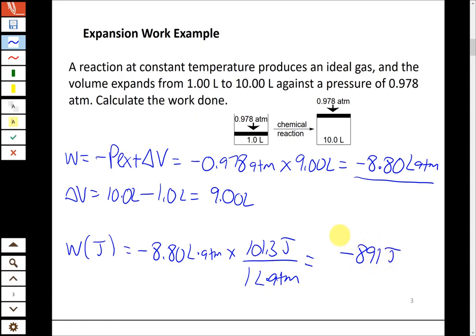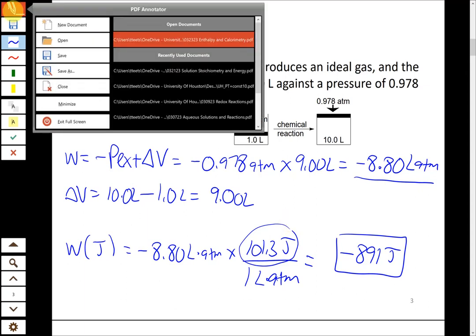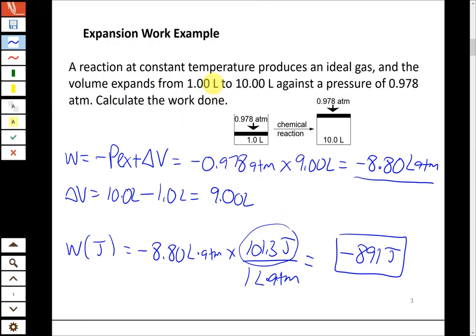So in joules, this would be minus 891. So either of those is technically a correct answer, but if we specify units, make sure you do that correctly. Sometimes people wonder, well, how do I remember this conversion factor here? So there's actually a way to remember it from your periodic table that we give you. So let's take a look at that real quick.